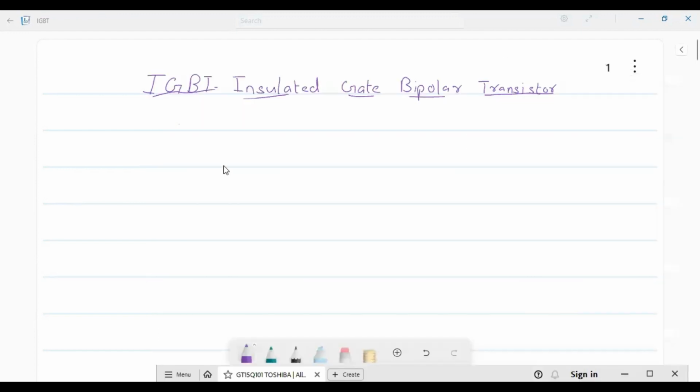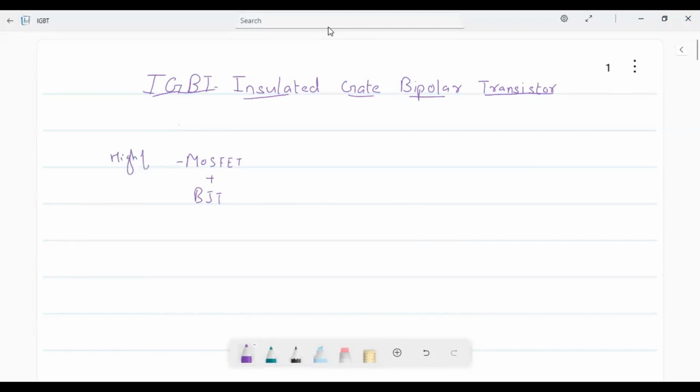So why are we going for IGBT when we have MOSFET, BJT and all? Actually, IGBT is a combination of MOSFET and BJT. MOSFET means metal oxide semiconductor field effect transistor, and BJT means bipolar junction transistor. Normally MOSFET is used in high frequency applications. High frequency, low power applications we can use MOSFET.